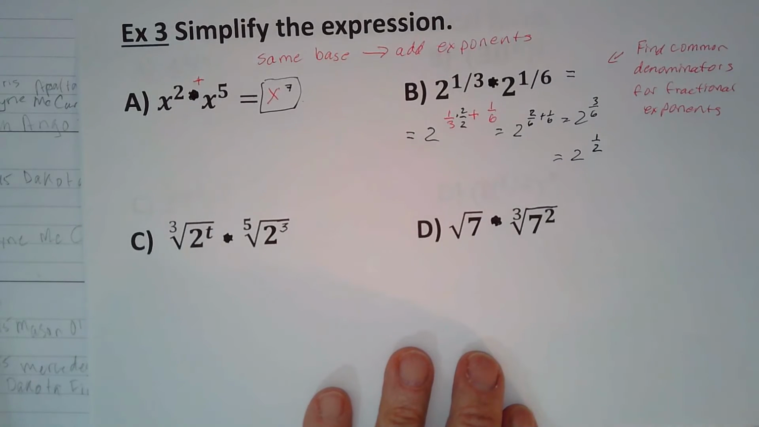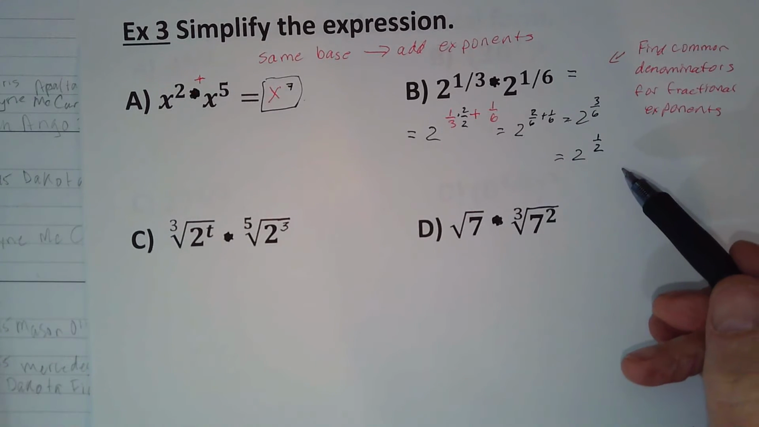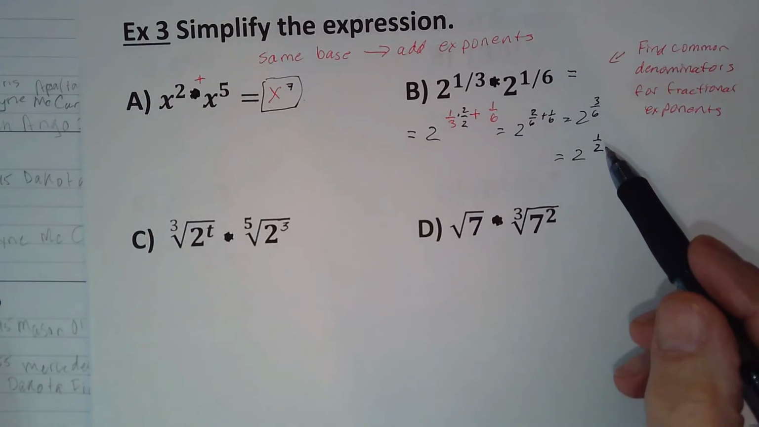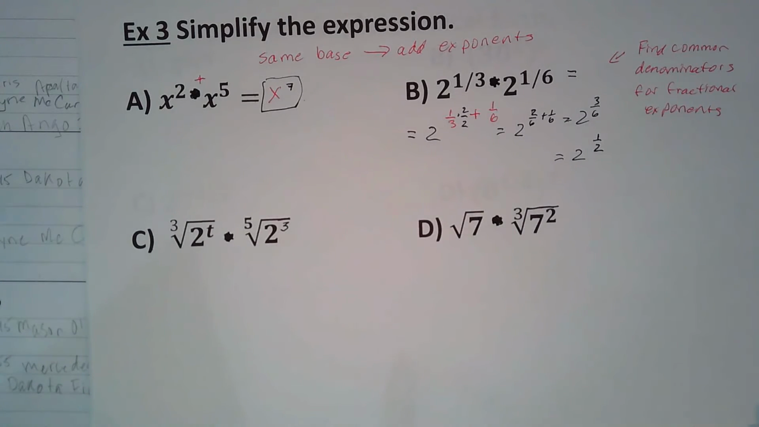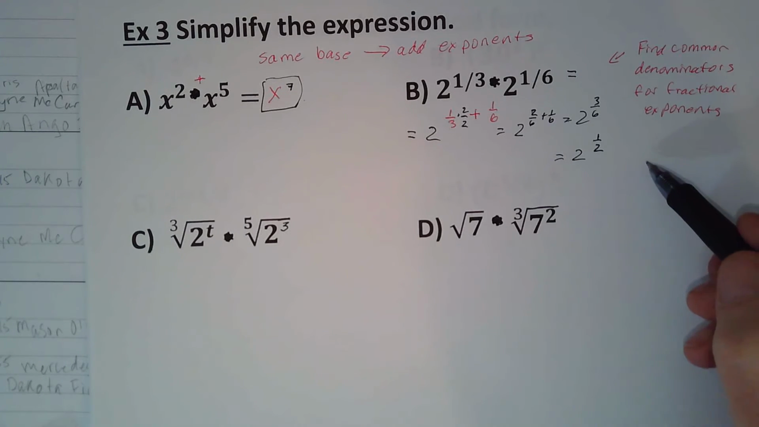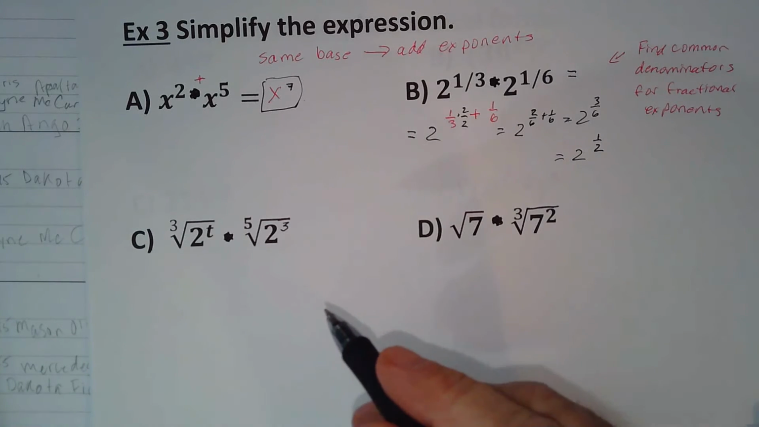Okay, pretty simple. Now, you know, if we were going back into radical, what would this become? Remember the power over exponent. I'm sorry, power over index. Okay. So power over index, so that means this would be square root of 2, right? Square root of 2. All right, let's go on.